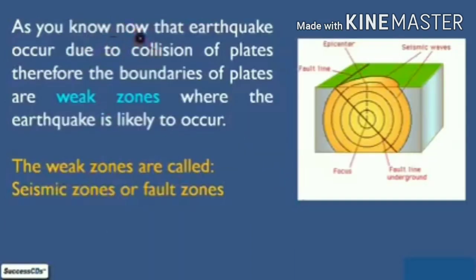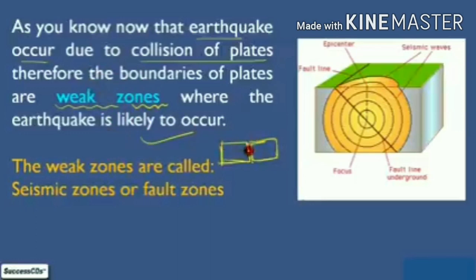Children, as you all know that earthquake occurs due to collision of plates. So, suppose these are the plates of earth crust. We have learned that the earth crust is made up of many fragments and each fragment is called a plate. When these plates collide with each other, the boundary of plates may get damaged. So, the boundaries of plates are weak zones where the earthquake is likely to occur.